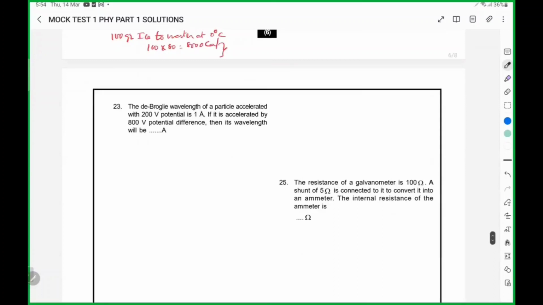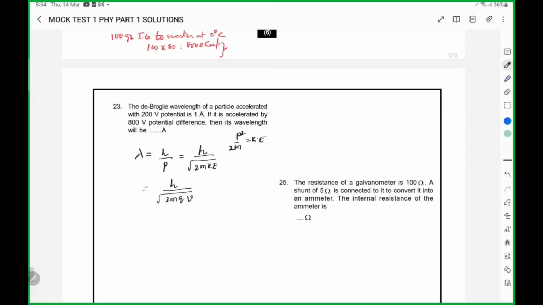The de Broglie wavelength of a particle is calculated by using the formula h by p. Here p is momentum, and p square by 2m is kinetic energy. So here it is h by root of 2m times kinetic energy, which I can write as root of 2m into qV.